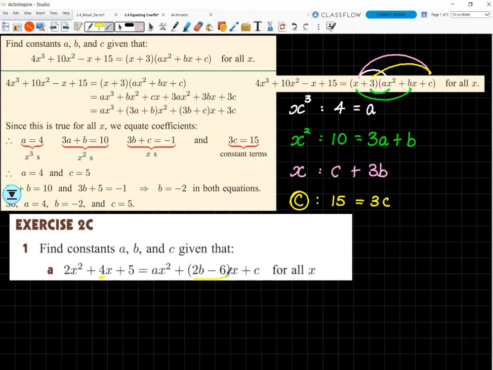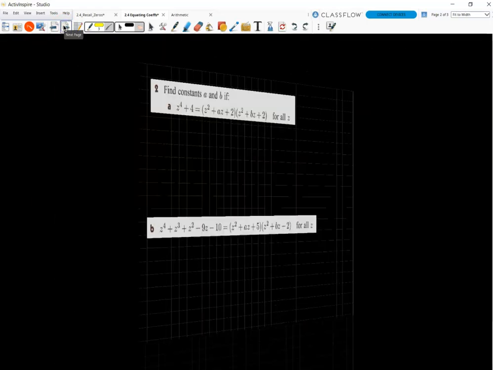Okay. So hopefully you don't need to write any of that down. But now let's get stuck in. We're going to do question 2A together. So if you could have exercise 2C, today's date, and we'll keep the change there.